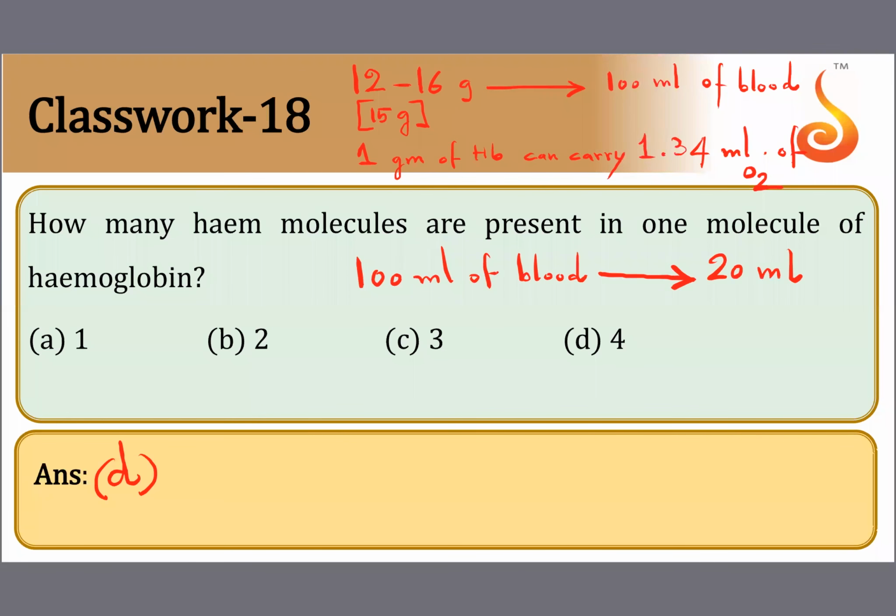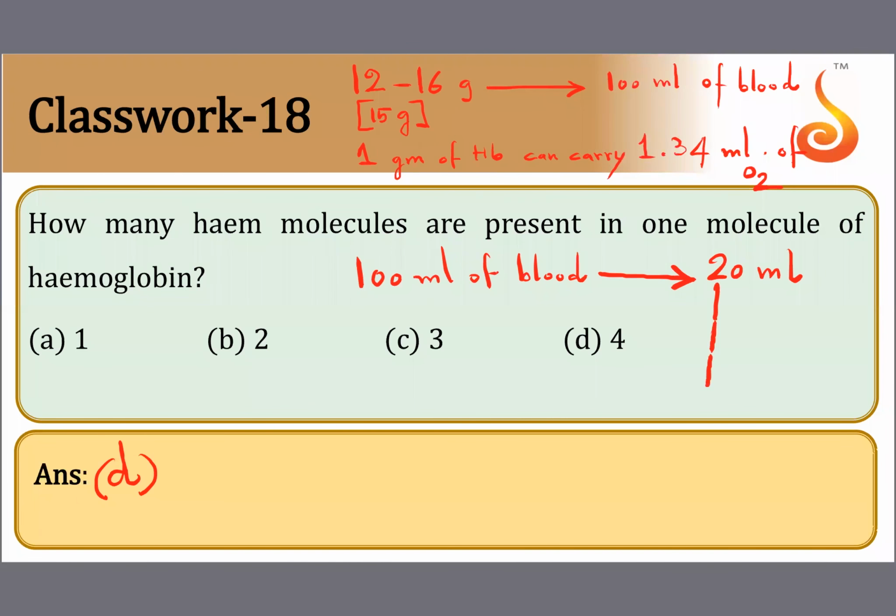So remember that 1 gram of hemoglobin can carry 1.34 ml of oxygen, and in 100 ml of blood, there is about 15 gram of hemoglobin, 12 to 16 gram. That means in 100 ml of blood, with 15 gram of hemoglobin, 15 into 1.34, about 20 ml of oxygen can be carried. In resting state, how much oxygen is delivered to your tissue?